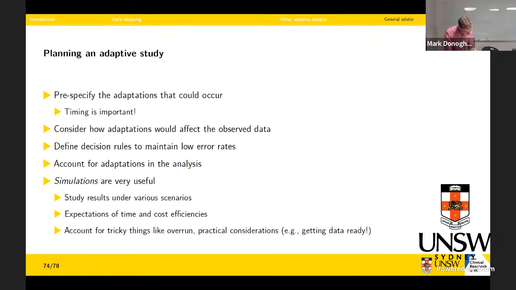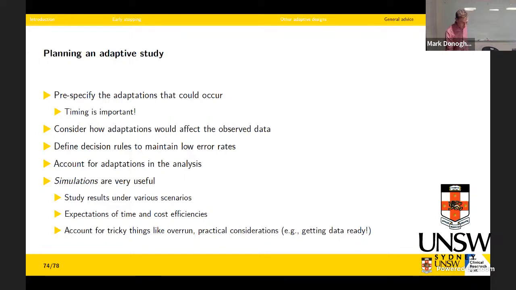So quickly, I'm running pretty close to time here. Just some advice for planning an adaptive study. Number one thing is you've got to pre-specify the adaptations that could occur, and thinking about the timing of that is important. So we're not only interested in the primary outcome when we run a clinical study. You want to also know things about safety. So if something's looking really efficacious, but you haven't followed people long enough to know if it's safe, then maybe you don't want to be stopping the study at that time point.